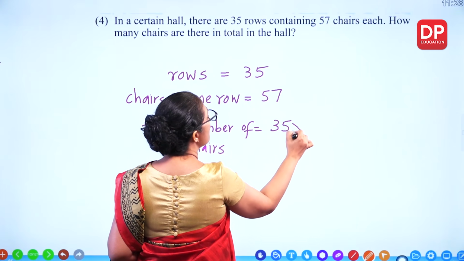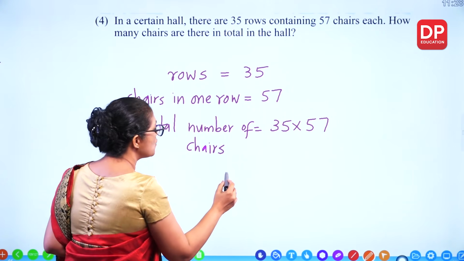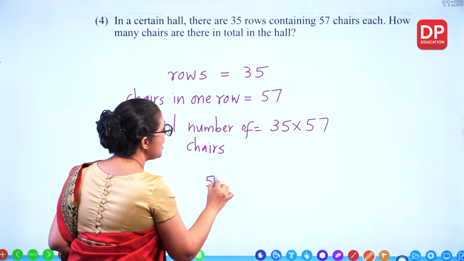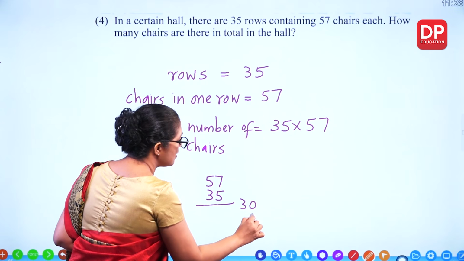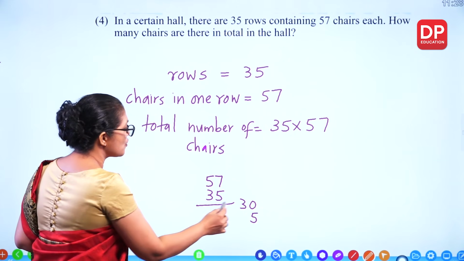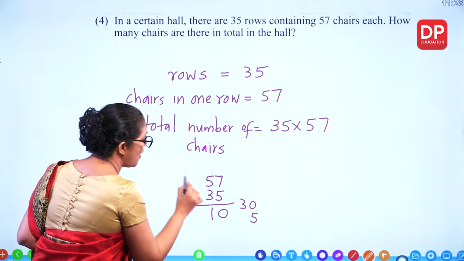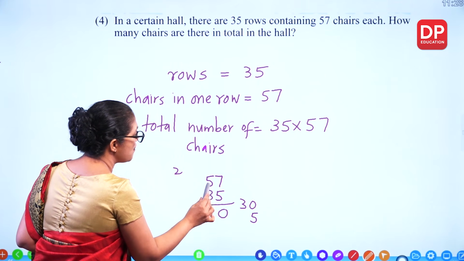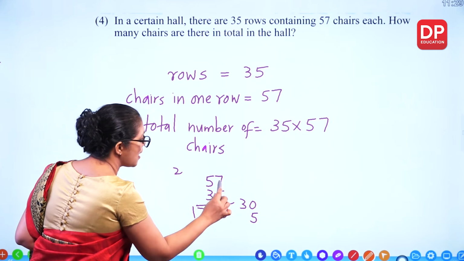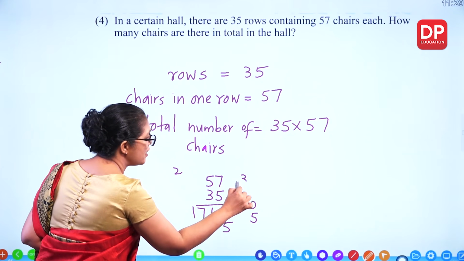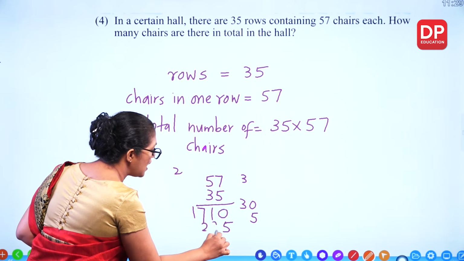35 multiplied by 57. So, I can do other way round as well. 57 multiplied by 35. 30 and 5. So, put a 0 and multiply by 3. 3 times 7, 21. 2 remaining. 3 times 5, 15 plus 2, 17. 5 times 7, 35. 3 remaining. 5 times 5, 25 plus 3, 28.